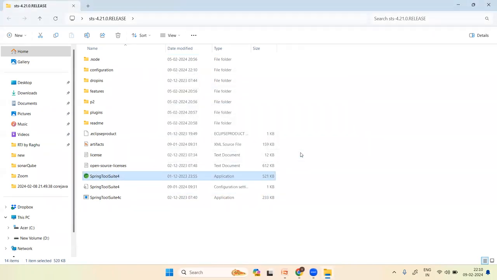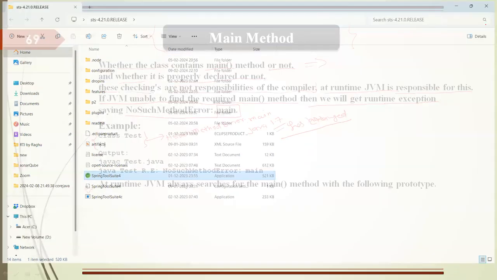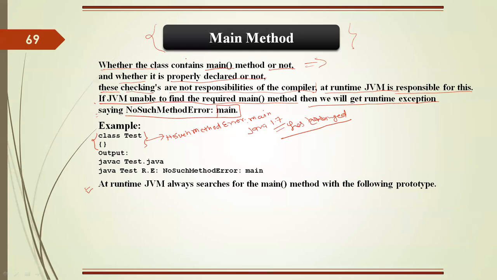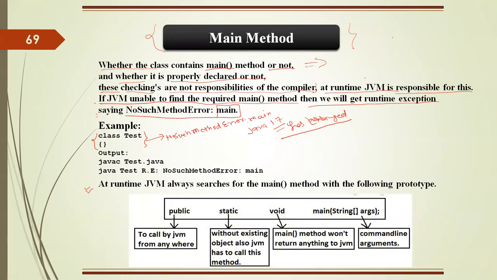The main method is the starting point of a Java application. The main method is required as the starting point of Java. Right? So now, this is the main method signature. In the main method, we have public static void. The method name is main itself, and the argument is String args.